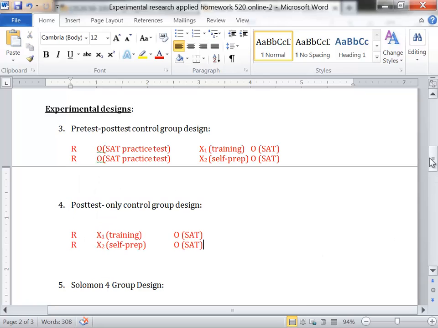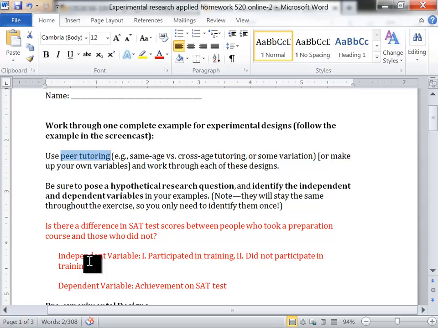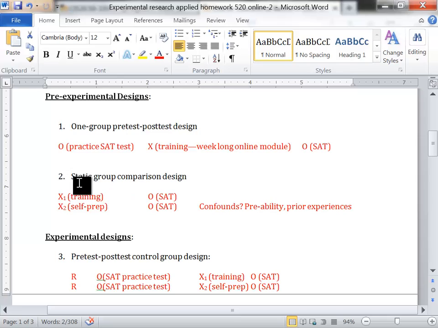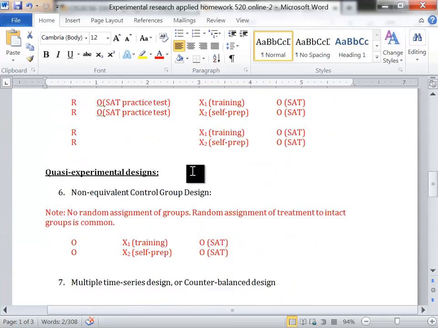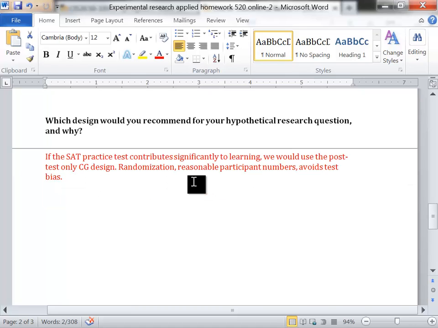So that's what I'd like you to do. I'd like you to make your own research question. You can use peer tutoring and a couple of variables. And if you want to use a different topic, then fine. Identify your hypothetical research question, identify your independent variables, your dependent variables, and work through the pre-experimental designs, experimental designs, quasi-experimental designs, and then address which design you would use to address your hypothetical research question and why.